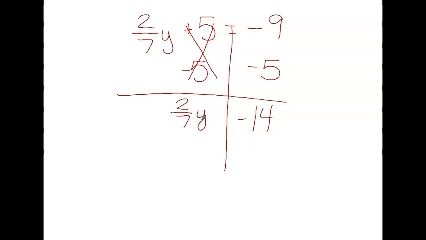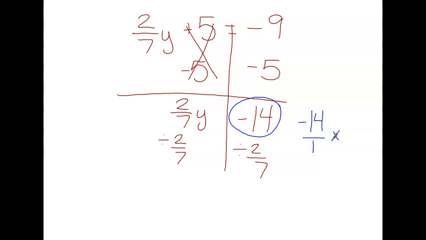2/7 and y are multiplied, so I have to do the opposite operation, which is division. So I divide by 2/7, divide by 2/7. You always keep the number that is on top. So I'm going to keep that one, so negative 14 over 1. Change division to multiplication, and flip 2/7 to make it 7 over 2.